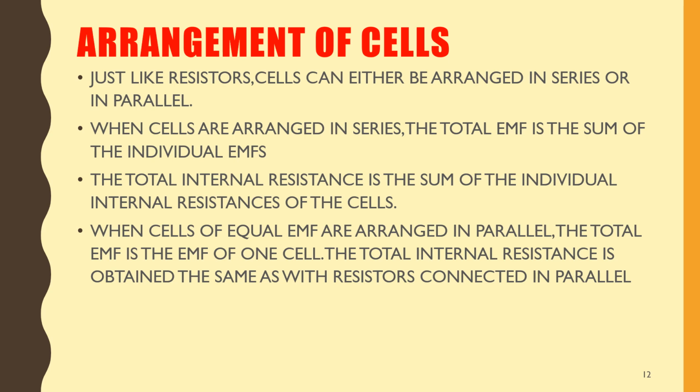Cells can also be arranged in series or in parallel. When cells are arranged in series, the total EMF is the sum of the individual EMFs, and the total internal resistance is the sum of the individual internal resistances of the cells. When cells of equal EMF are arranged in parallel, the total EMF is the EMF of one cell, and the total internal resistance is obtained the same way as with resistors connected in parallel. So that is how we handle cells.